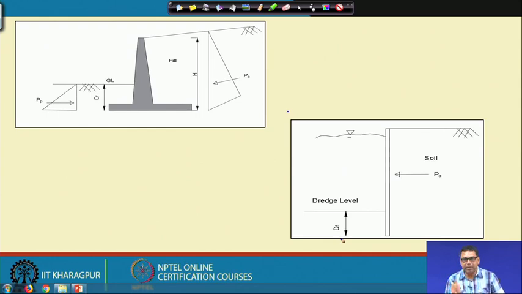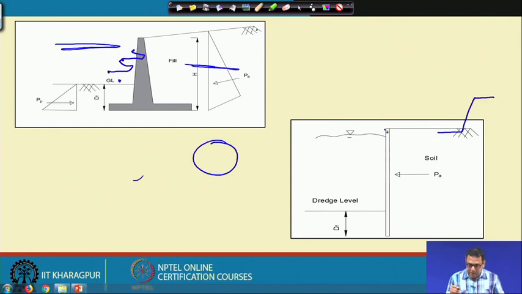Now, what is dredge level? This is your ground level. Dredge level means, you can see from this picture.